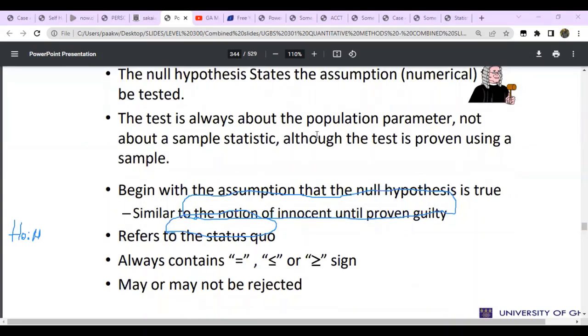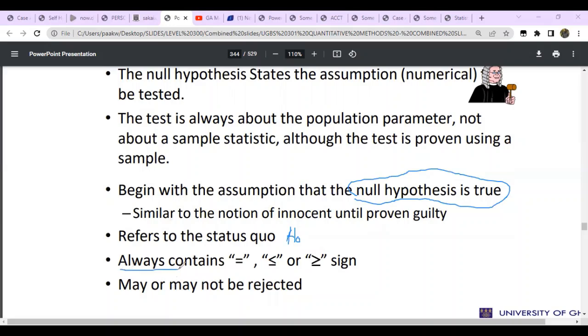We begin with the assumption that the null hypothesis is true. So always we assume that the null hypothesis is true. The null hypothesis is always true here. So it is similar to the notion of innocent until proven guilty. It refers to the status quo. Now, the null hypothesis or H0 is referred to as the status quo.